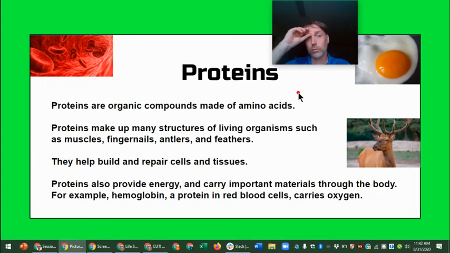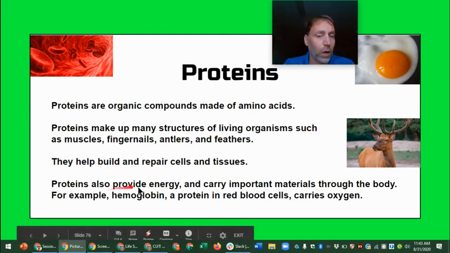Next is proteins. Proteins are organic compounds that are made up of smaller organic compounds called amino acids. They make up many structures of living things, such as our muscles, our fingernails, the antlers on this deer here, feathers on a bird. Okay, and so they help build and repair cells and tissues. So we can get that through a source like an egg or a bean or animal flesh or other types of grains as well. You can even get those from vegetables as well.